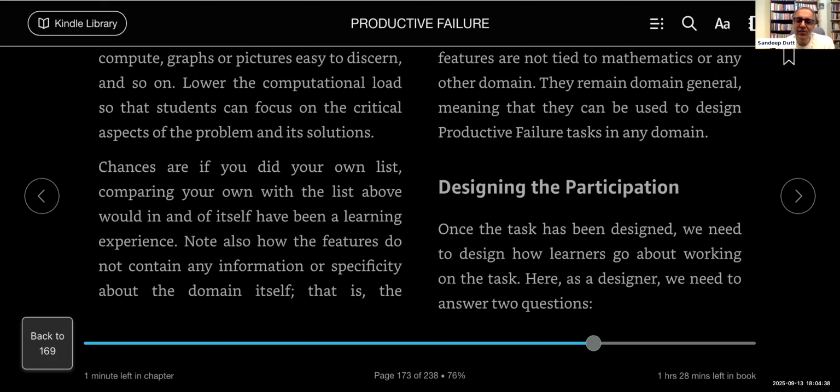Designing the participation. Once the task has been designed, we need to design how learners go about working on the task. Here is a designer. We need to answer 2 questions. Let's see what the questions are. Do learners work alone or together in small groups? How do we facilitate their problem solving process?